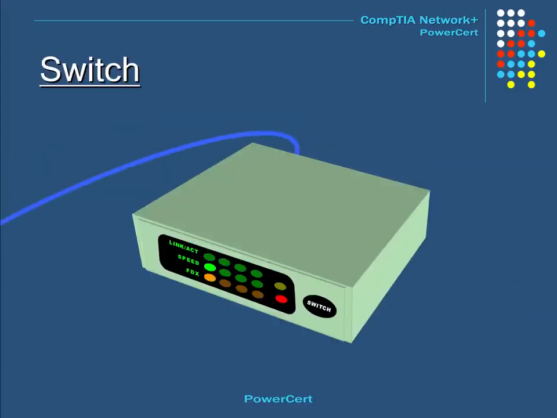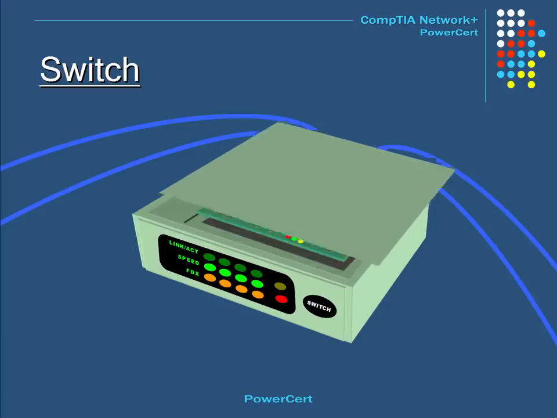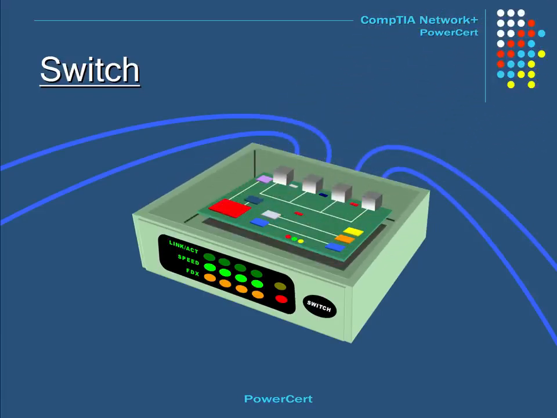Now, a switch is very similar to a hub. It's also a device that has multiple ports that accepts Ethernet connections from network devices. But unlike a hub, a switch is intelligent. A switch can actually learn the physical addresses of the devices that are connected to it, and it stores these addresses in a table. So when a data packet is sent to a switch, it directs it only to the intended destination port. That's the major difference between a hub and a switch.